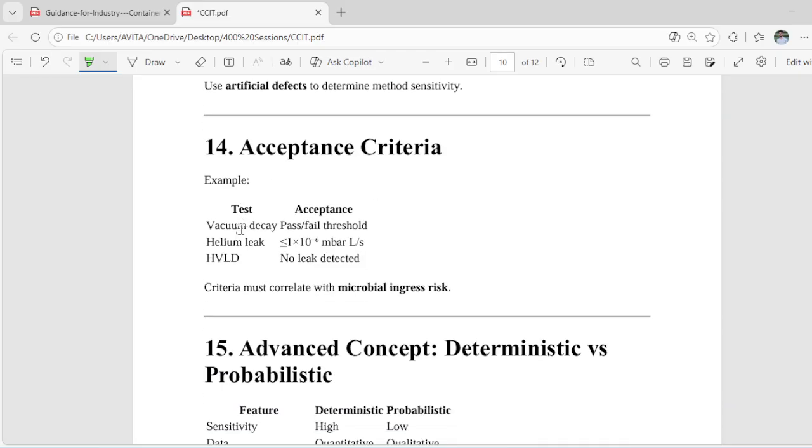Then acceptance criteria. For vacuum decay, there is a pass/fail threshold that they have. Then helium leak has some specific acceptance criteria, and HVLD has no leak detected. Criteria must correlate with the microbial ingress risk, because our ultimate aim is to prevent the entry of microbes inside our final product.